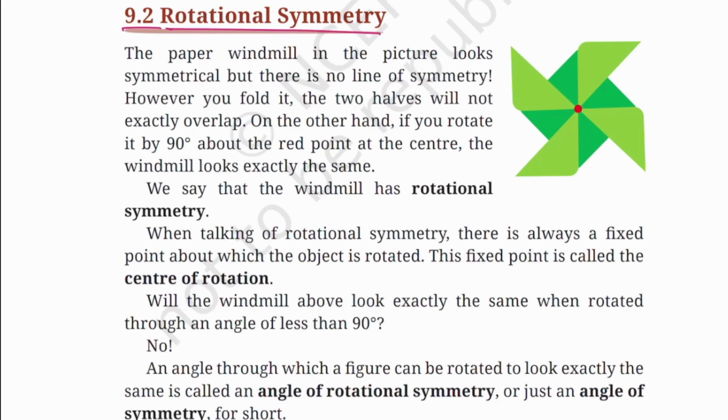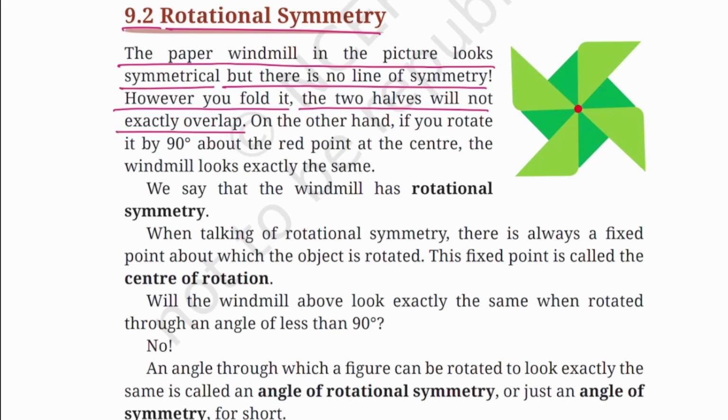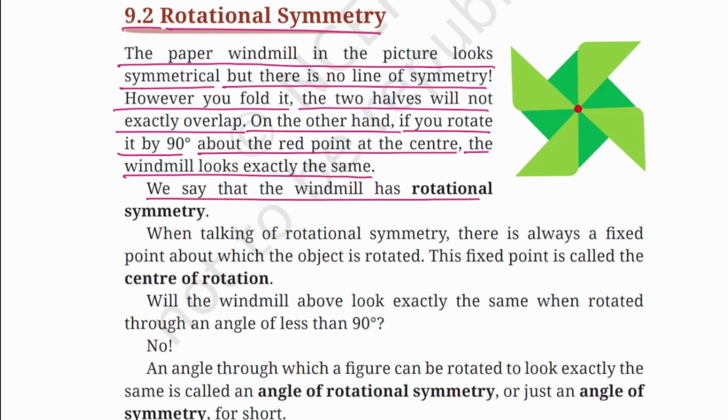9.2 Rotational Symmetry. The paper windmill in the picture looks symmetrical, but there is no line of symmetry. However you fold it, the two halves will not exactly overlap. On the other hand, if you rotate it by 90 degrees about the red point at the center, the windmill looks exactly the same. We say that the windmill has rotational symmetry.